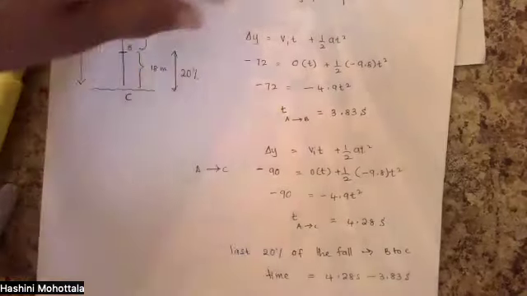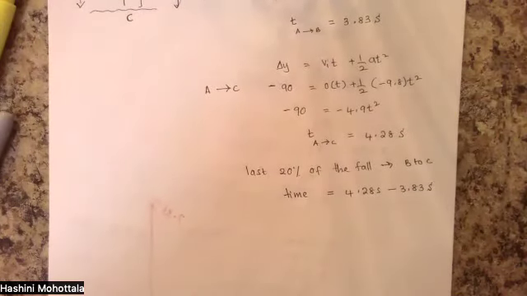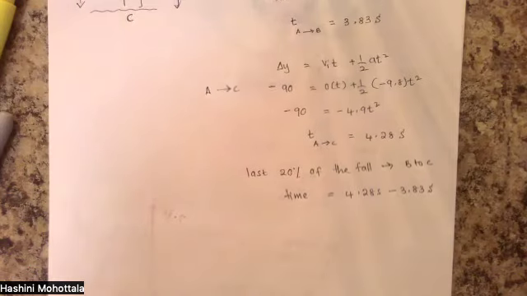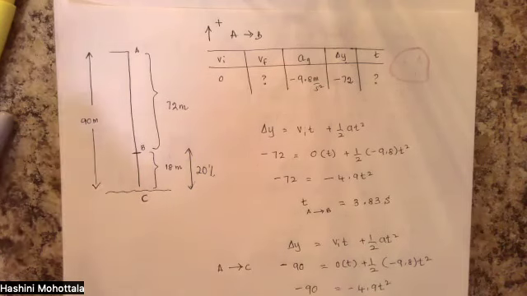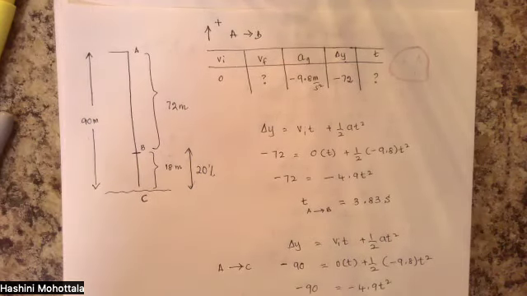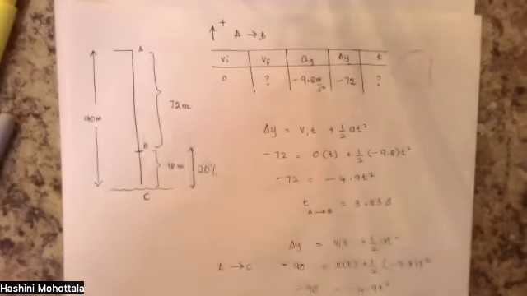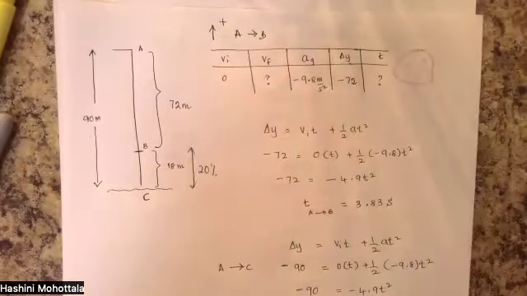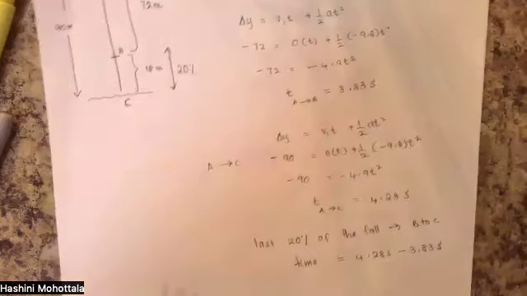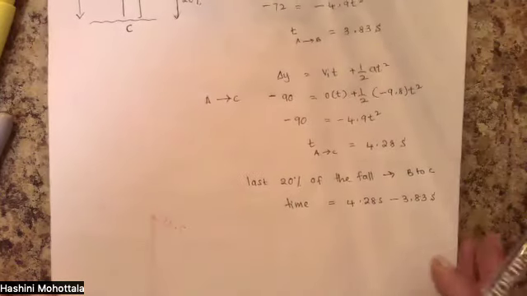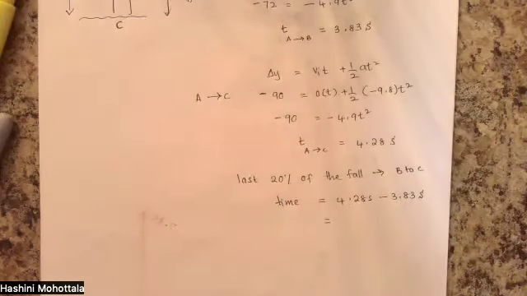If there's someone who did not get this, when you are watching this video again, things will come to you. Pay attention that I put the A's and B's and C's on the bridge. First I found the time from A to B. Then I found the time for the full motion A to C. And then I subtracted A to B from the full motion. And that's how I ended up with this number. So 4.28 minus 3.83 is what, 0.9 something?